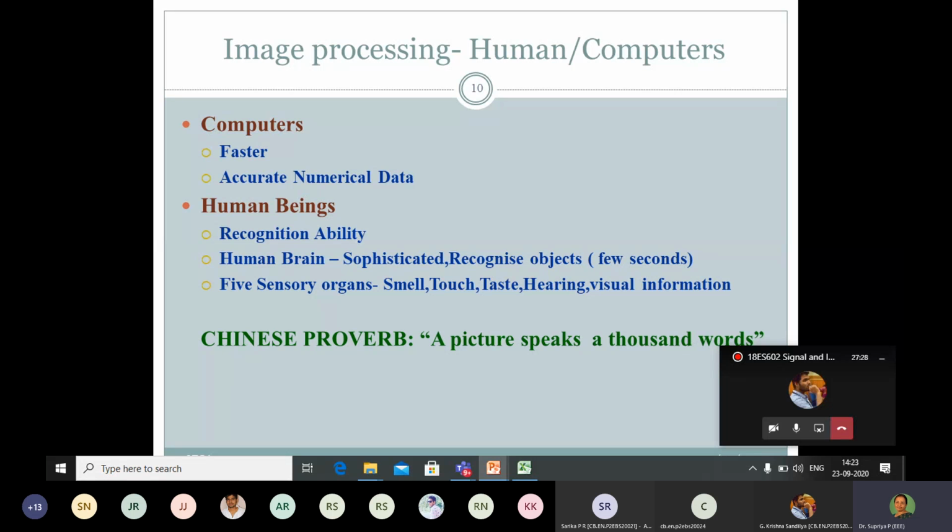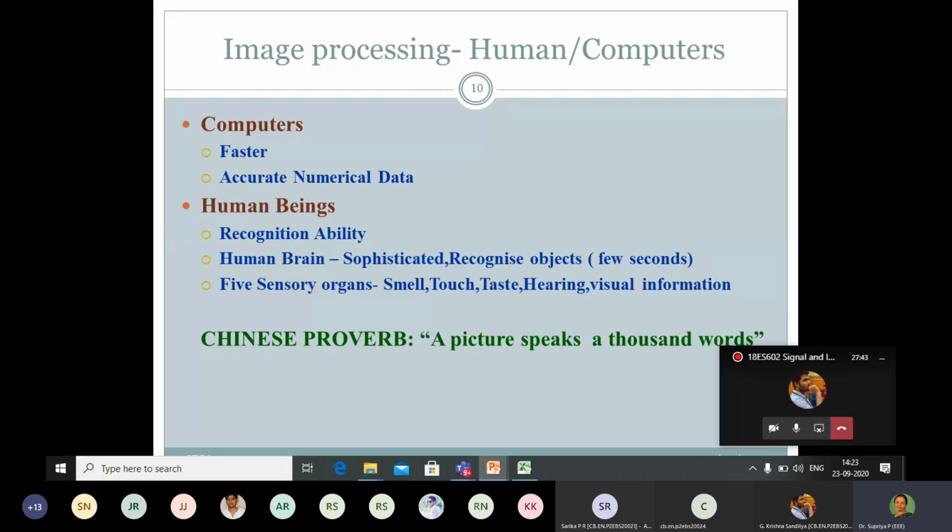So let us start basically now with image processing. This is going to be the start of our syllabus, that is, what is image processing, how can we do it, what is the challenge behind image processing.